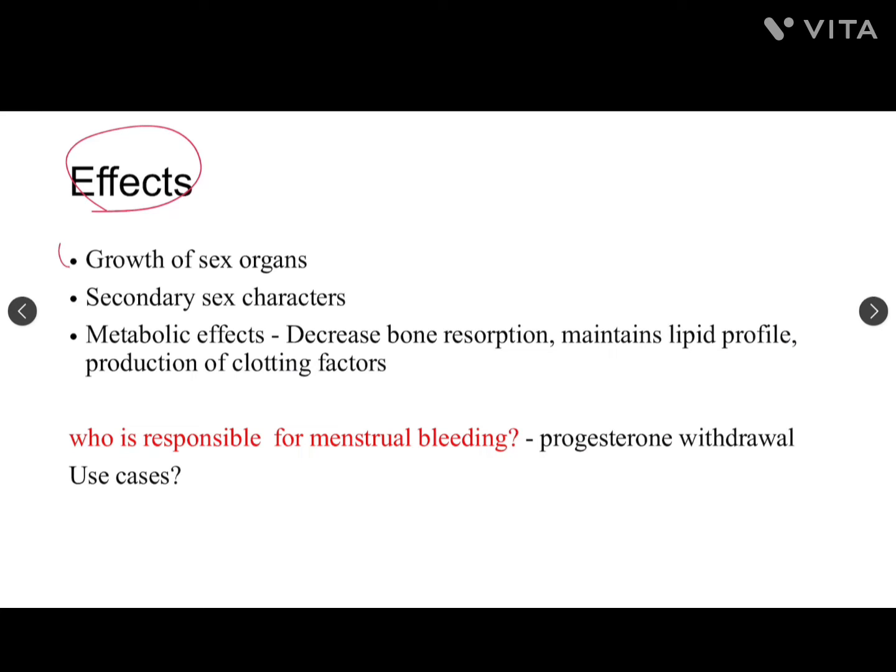What are the effects of estrogen in our body? Number one, it increases the growth of sex organs like the vagina, fallopian tubes, uterus, and all other stuff. And it is also primarily important in the buildup of the endometrium. Secondary sex characters. Estrogen is responsible for all the secondary sexual characters that develop in a female, like enlargement of breasts, axillary hair, pubic hair, and all that other stuff.